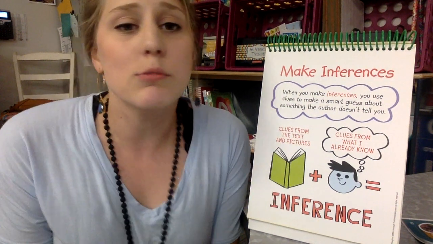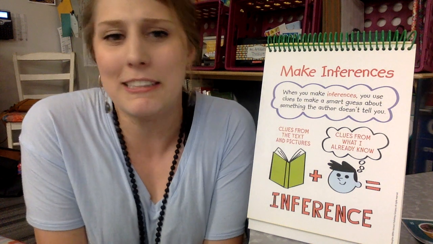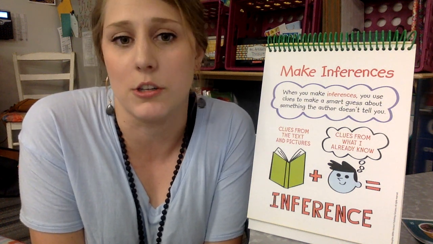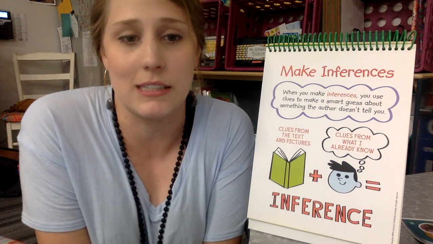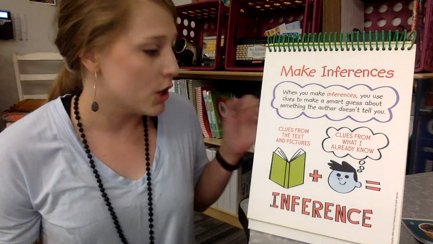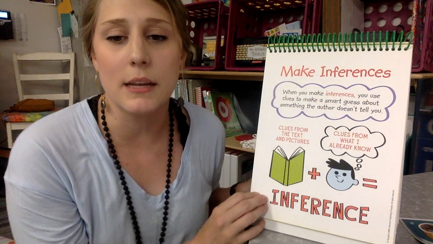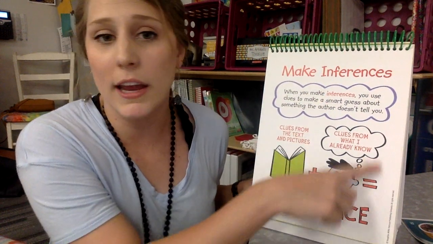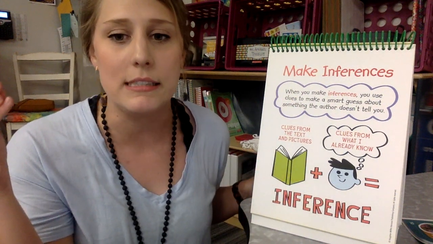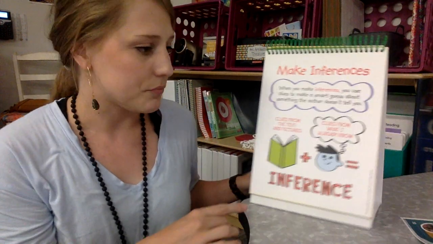We sometimes read stories that writers leave some things out of that we need to know to be able to understand. They leave that out so we have the room to make inferences and we have time to do that. Okay, so I want you to keep this in mind. We're using the clues and the pictures from the text plus what we already know, and we're putting those two things together to make our inference.